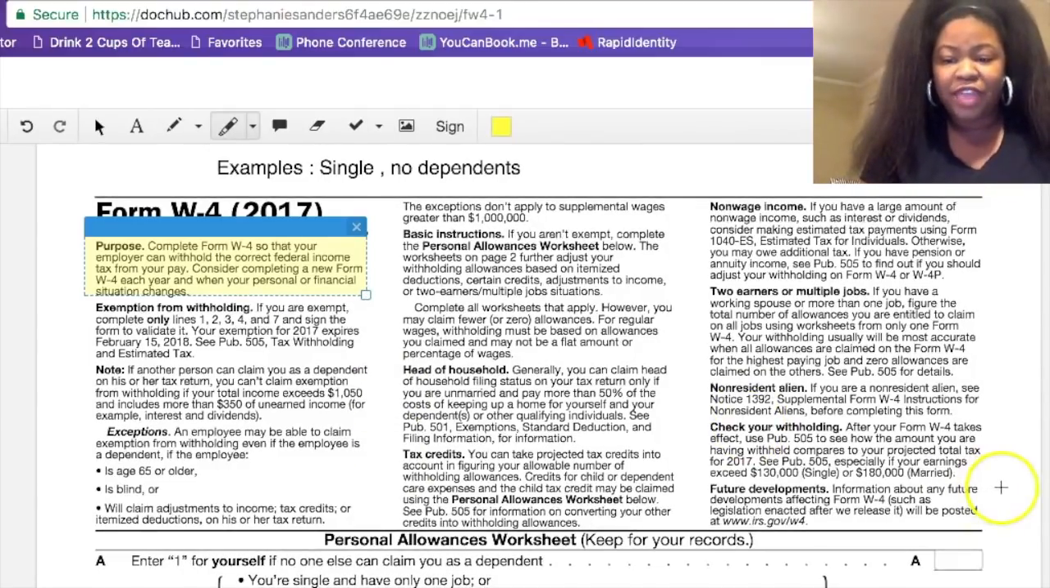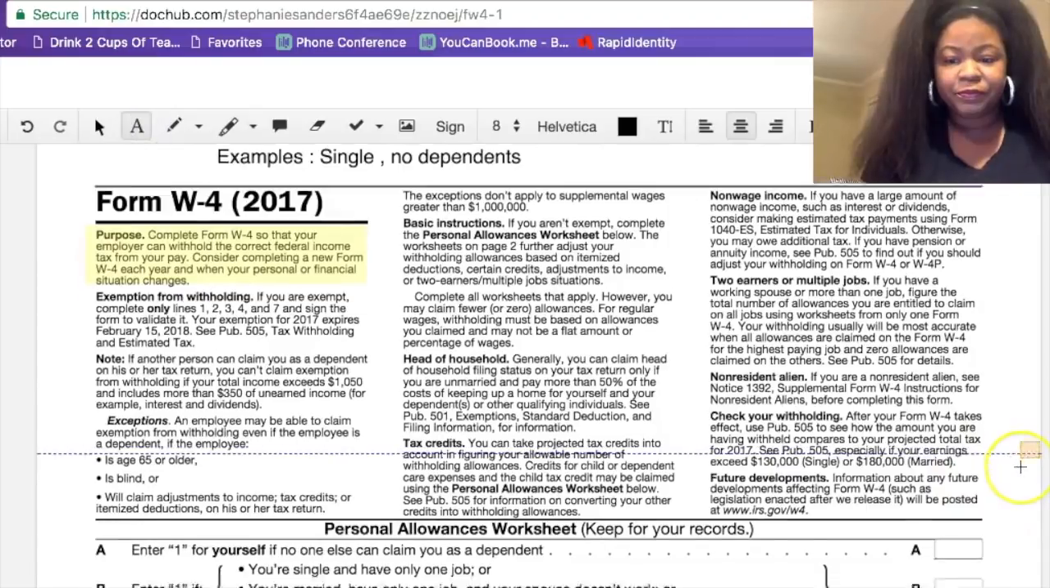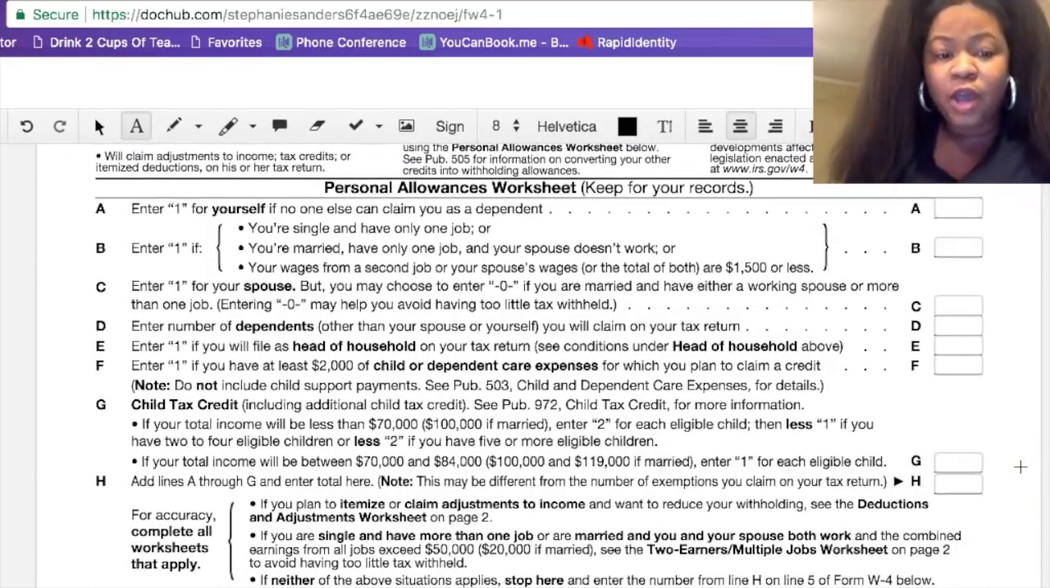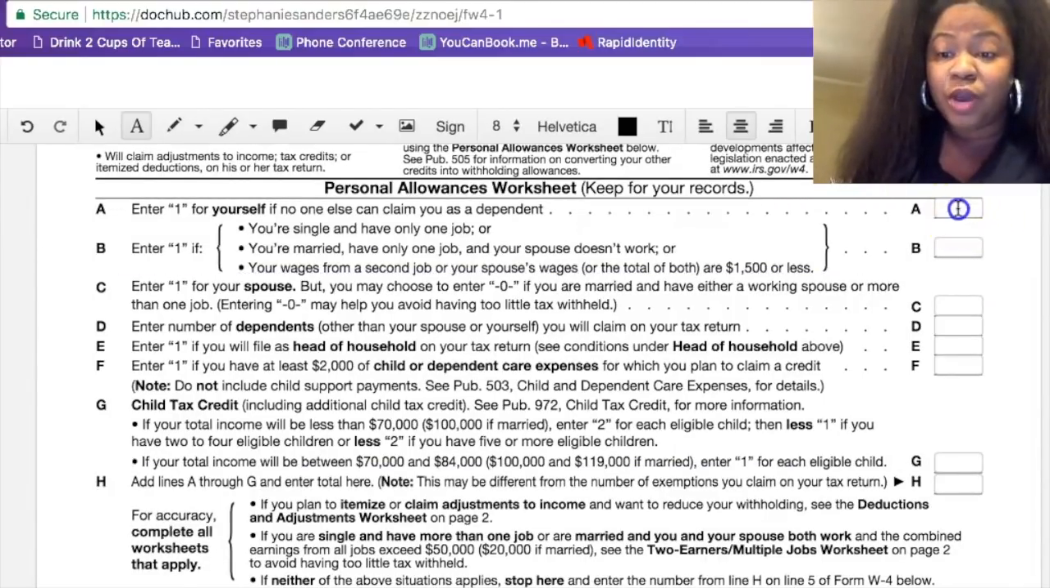So let's start with A. Enter 1 for yourself if no one else can claim you as a dependent. For purposes of this example, we are dealing with someone who is single and has no dependents. So we would enter 1 here.